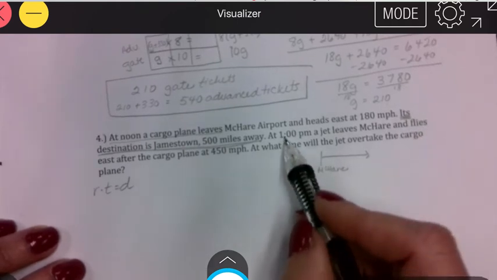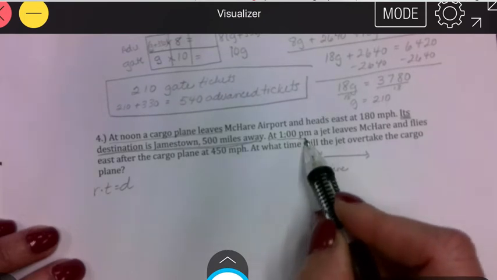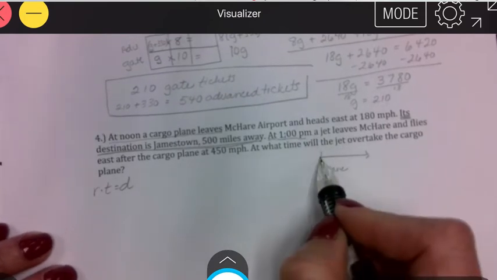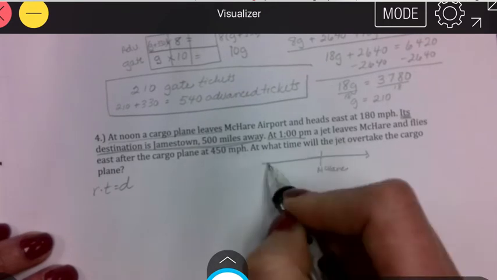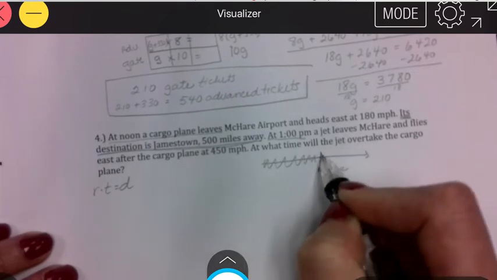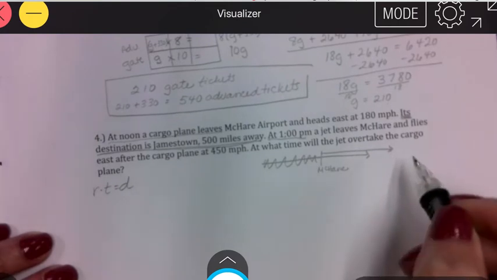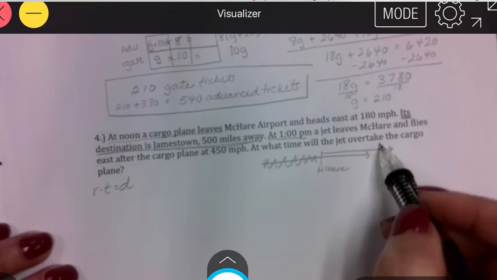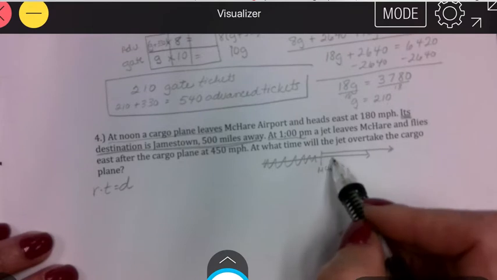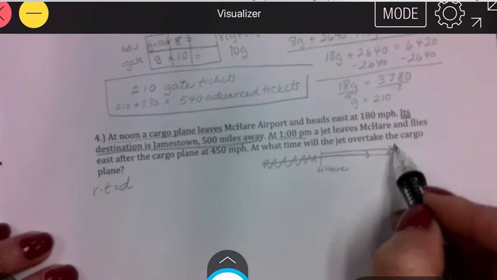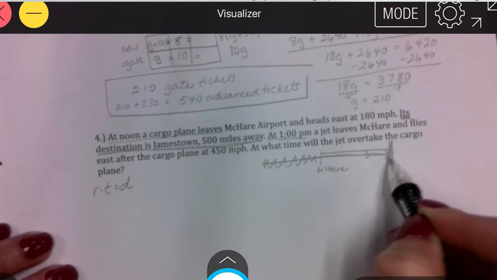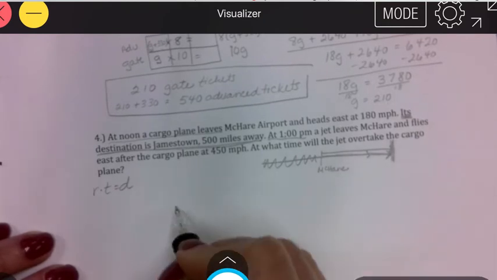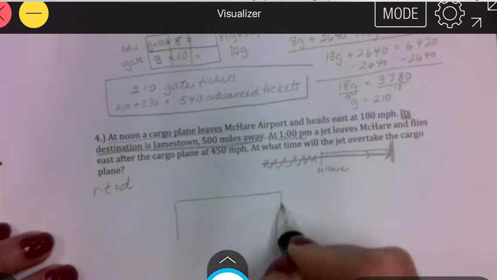And then at 1 o'clock, so 1 hour later, a jet plane leaves McCarran and flies east at, oops, not west, east. And it also too is flying east at 450 miles per hour. So it wants to know at what time do these end up overtaking or actually just being at the same place.